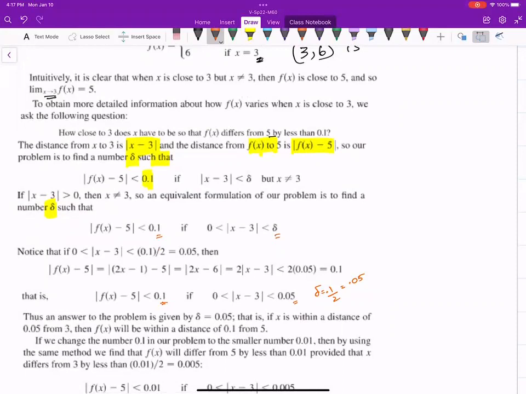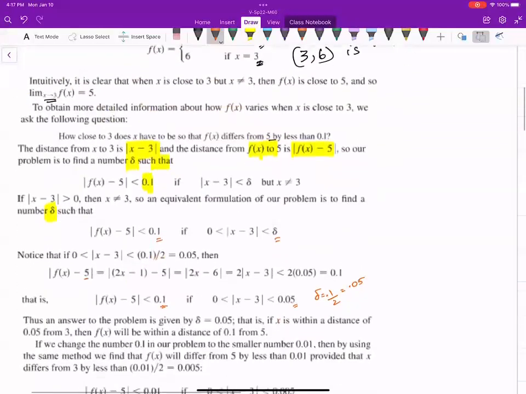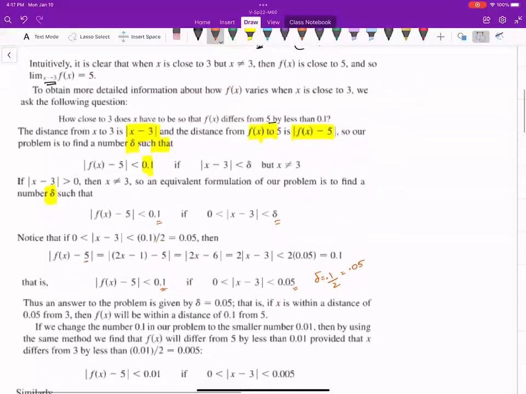That is, the reason is, if you consider this absolute f of x minus 5, you know that in this problem f of x is 2x minus 1. So substitute 2x minus 1 minus 5, which is absolute 2x minus 6, which is 2 times absolute x minus 3, which will be less than 2 times absolute x minus 3. We consider that to be 0.05 because it's 0.1 over 2. So if you substitute that, you get 0.1.